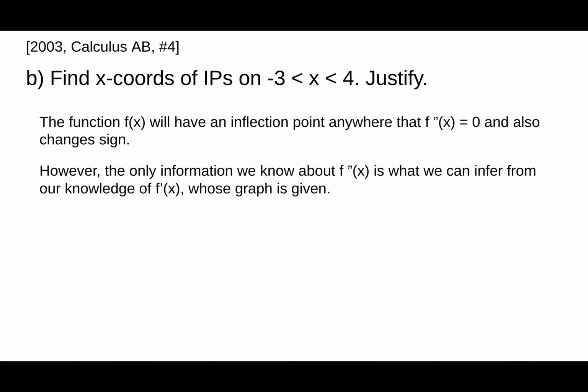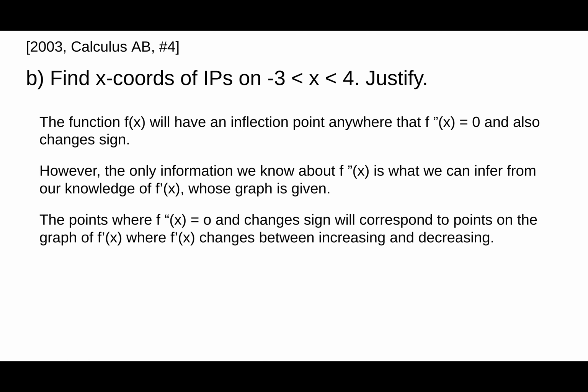Right, so the only thing we know about f double prime is what we can infer from our knowledge of f prime, whose graph is given. So the points where f double prime is equal to 0 and changes sign correspond to points on the graph of the derivative of f where the derivative of f changes between increasing and decreasing.